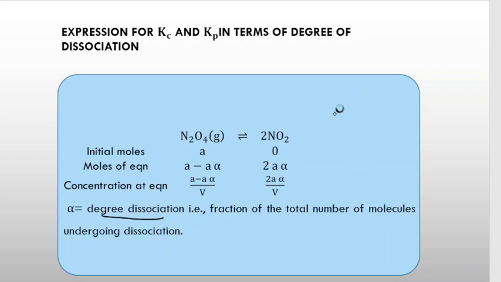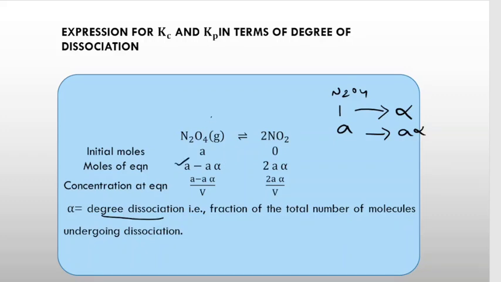Suppose I consider only 1 mole of N2O4. How many moles from 1 mole dissociated into products? The number of moles that are dissociated for 1 mole of the reactant is nothing but alpha. So for 1 mole, how many moles dissociated? Nothing but the degree of dissociation. Initially, how many moles have we taken? A moles we have taken. If for 1 mole, alpha moles are dissociated, for A moles, A alpha moles will be dissociated. And hence the remaining moles we have written as A minus A alpha.